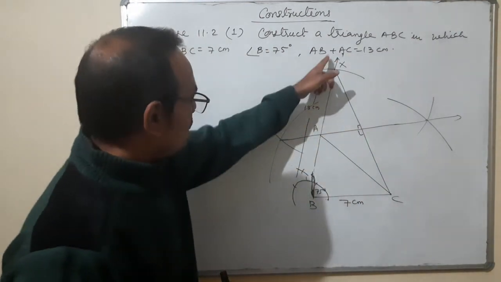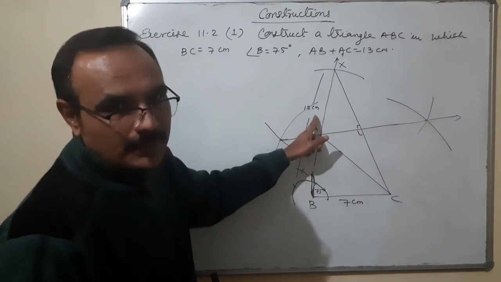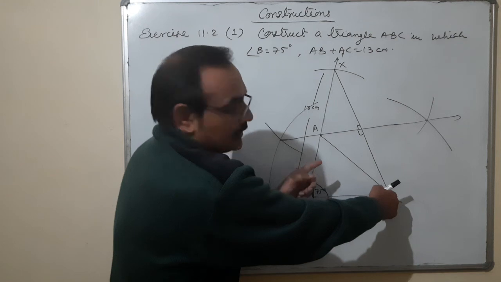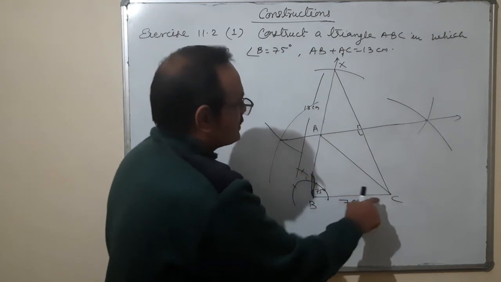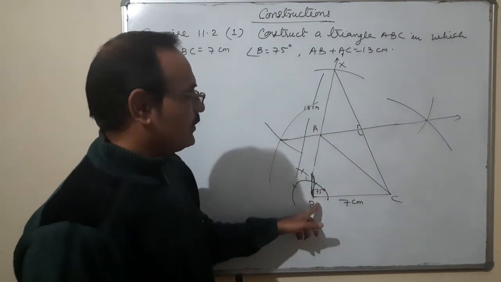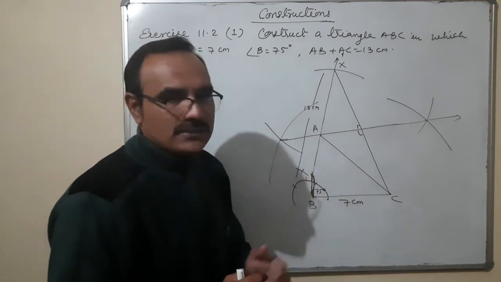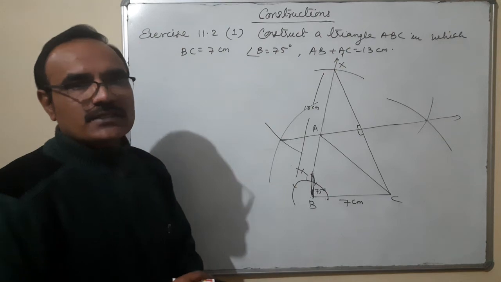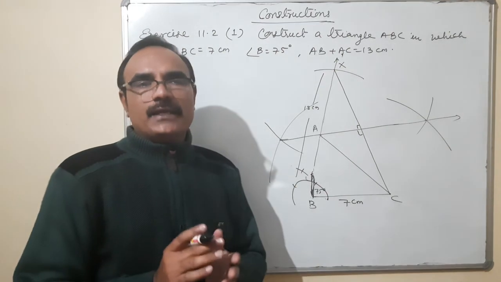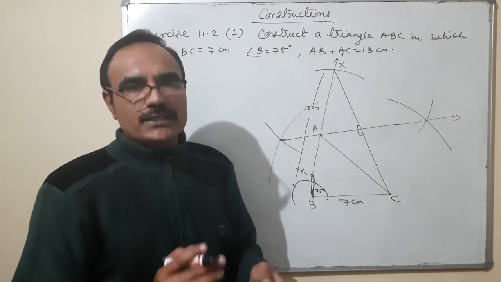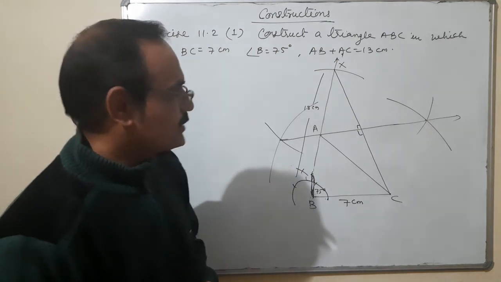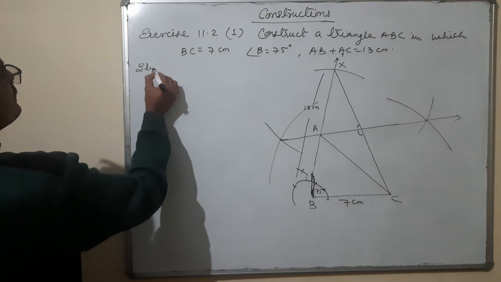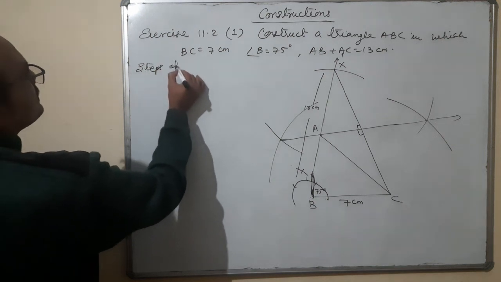So if this AC is shifted like that, or AX is shifted like that, what does it mean? The total length I have taken is 13 centimeter. It is bent from this point and touching here at C. So that means AB plus AC is equal to 13 centimeter, angle B is equal to 75 and BC is equal to 7 centimeter. So this is the construction in which the sum of two sides is given, one angle is given and the base is given, to construct a triangle ABC. After that, the steps of construction.